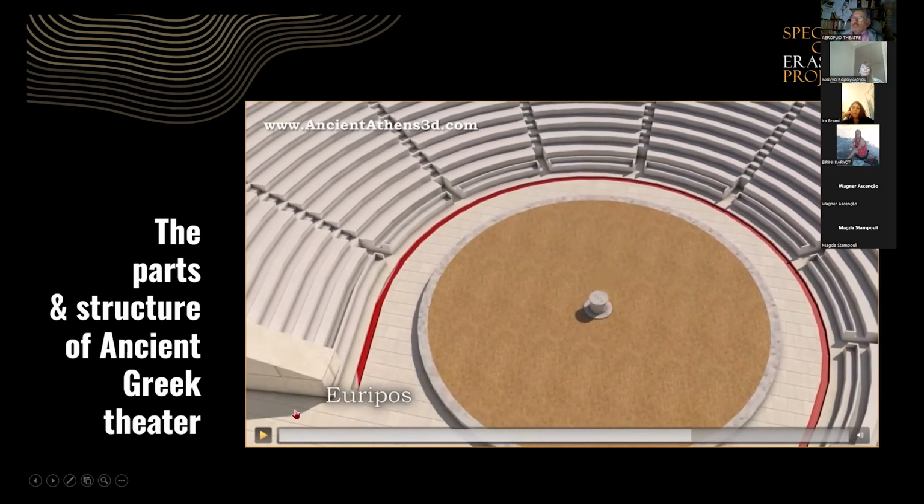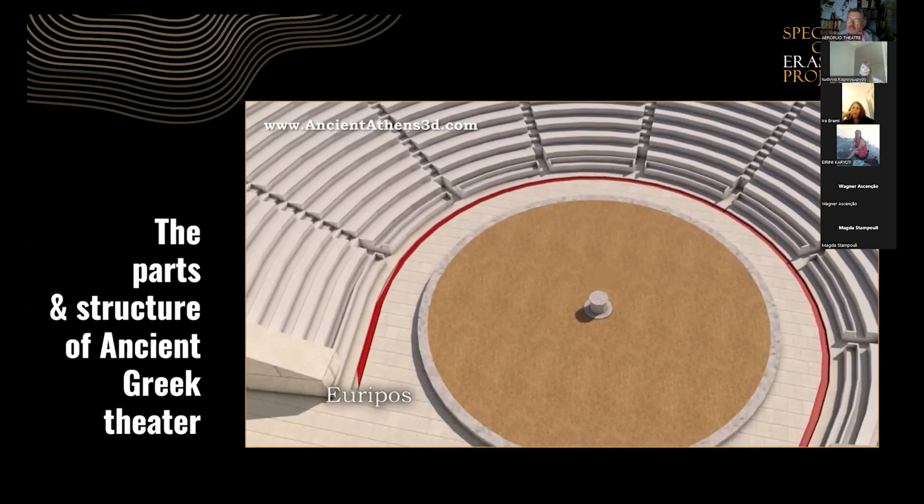About the Euripus, it is beautiful that they have something like this. The Euripus was a water channel or a canal that surrounded the orchestra in some ancient Greek theaters, particularly those built in Hellenistic or Roman times. We don't know exactly. It was essentially a moat filled with water, encircling the orchestra and sometimes the stage as well.